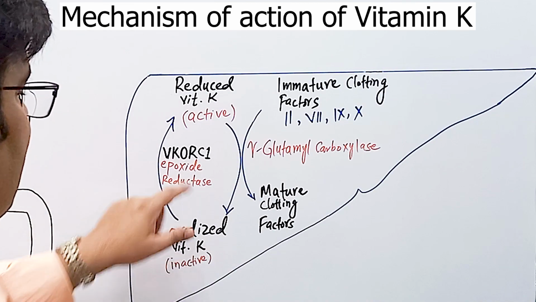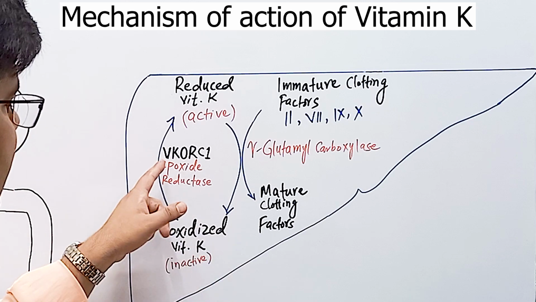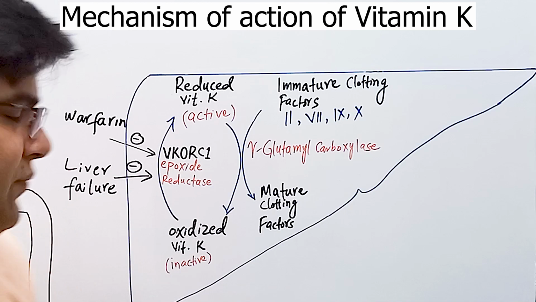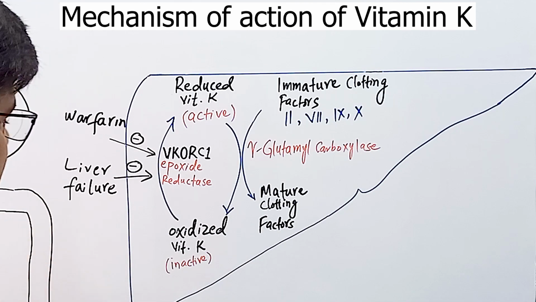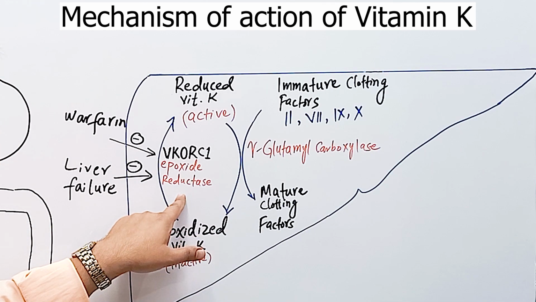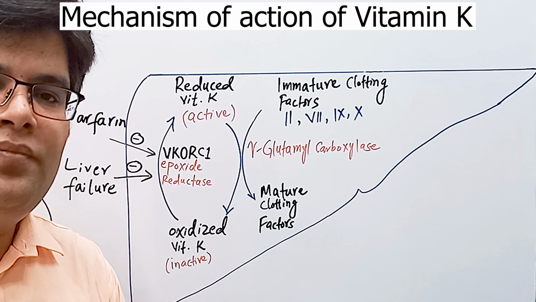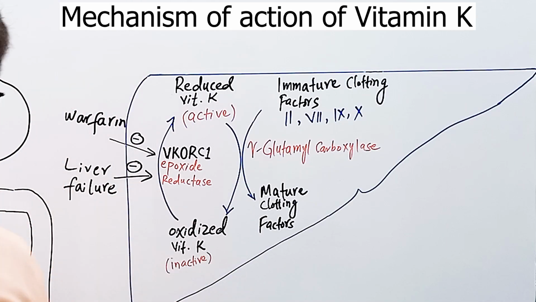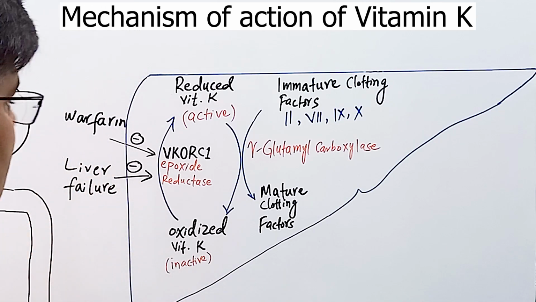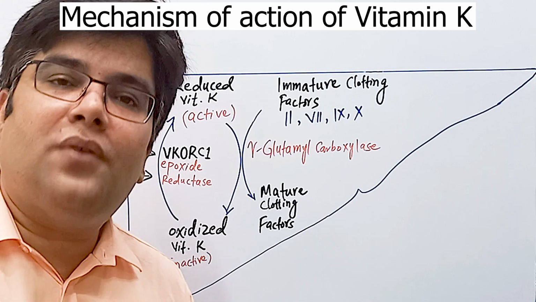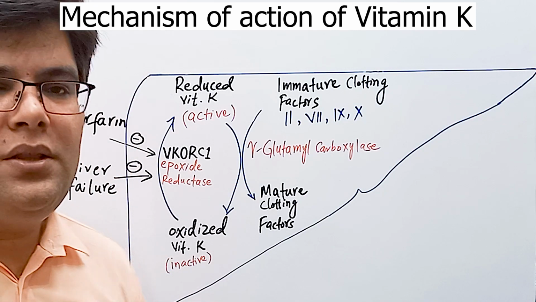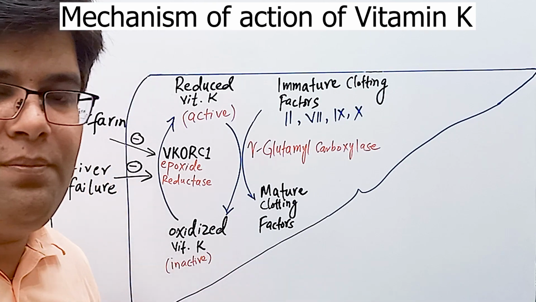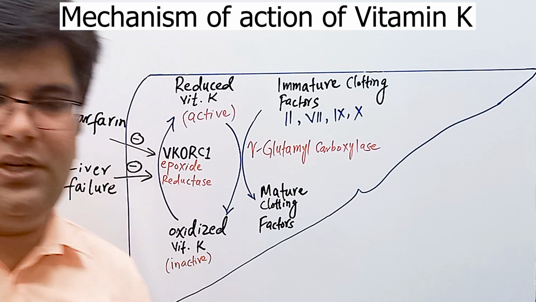Very specifically, this enzyme is also called vitamin K dependent epoxide reductase complex 1. In case of liver failure, for example in cirrhosis of liver, there will be decrease in activity of this epoxide reductase enzyme, and hence it will lead to decrease in clotting factor production and their maturation, and its features will be just like vitamin K deficiency. Also, in case of use of warfarin, which is an anticoagulant, this enzyme epoxide reductase will be inhibited, and hence it will also create features which are just like vitamin K deficiency.